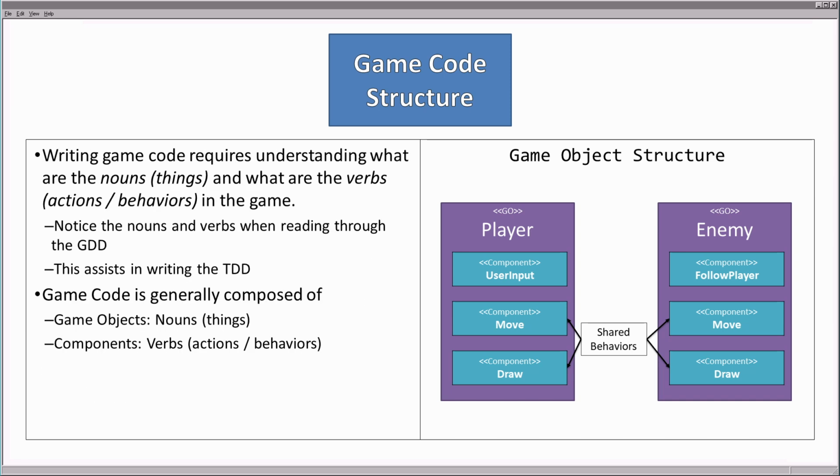Writing game code requires understanding what are the nouns, the things, and what are the verbs, actions, and behaviors inside the game. One way we can start doing this is by noticing the nouns and the verbs while reading the game design document. Categorizing nouns and verbs assists in writing the technical design document. Game code is generally composed of game objects, the nouns, and components, the verbs, actions, and behaviors. This becomes the foundational structure of a game.